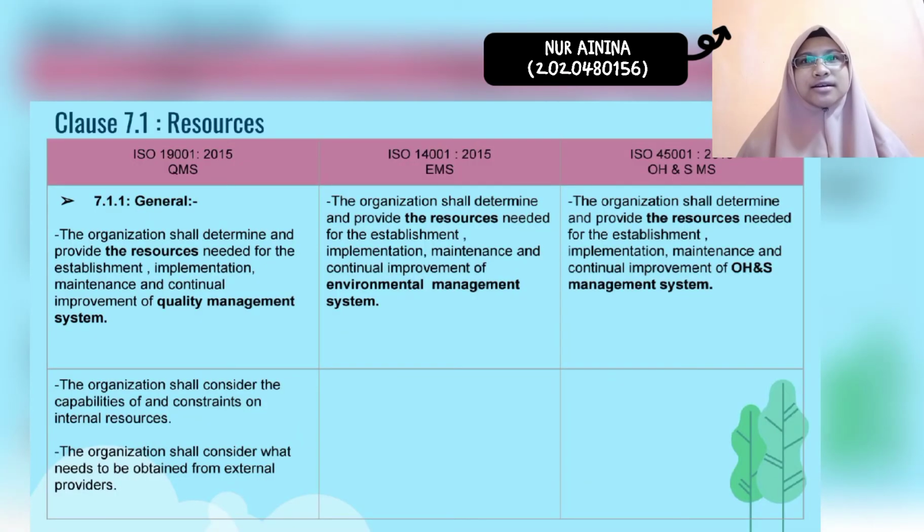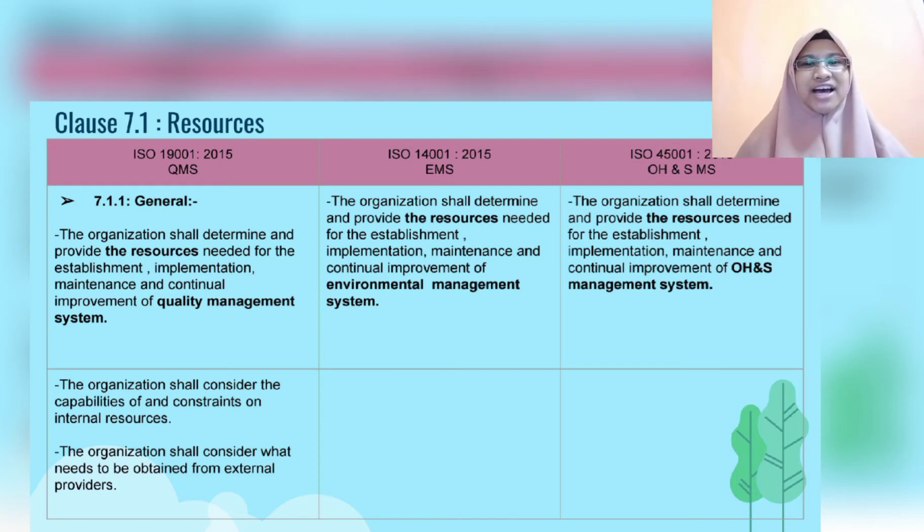Clause 7.1 Resources. For each of ISO 9001, 14001, and 45001, the organization shall determine and provide the resources needed for the establishment, implementation, maintenance, and continual improvement for each ISO. And for ISO 9001, the organization also shall consider the capabilities of and constraints on internal resources and what needs to be obtained from external providers.